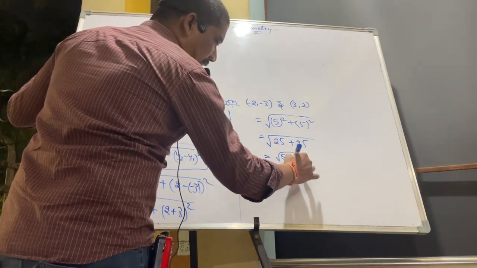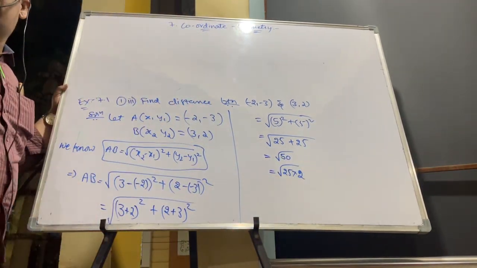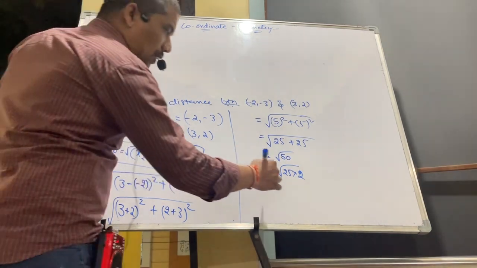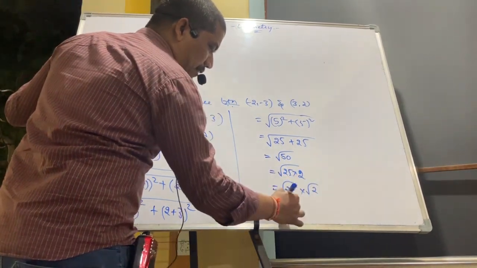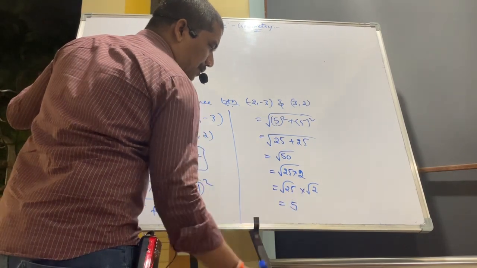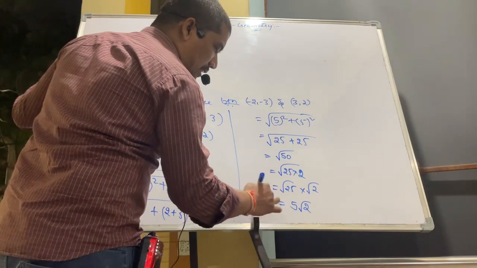So square root 50 can be written as 25 into 2. Now separate: square root 25 you write separately, into square root 2 you write separately. Square root 25 is nothing but 5, and square root 2 you write down as it is. So this is your distance.